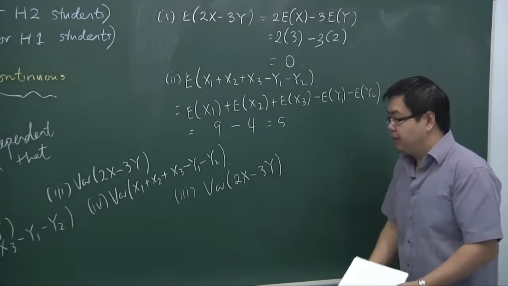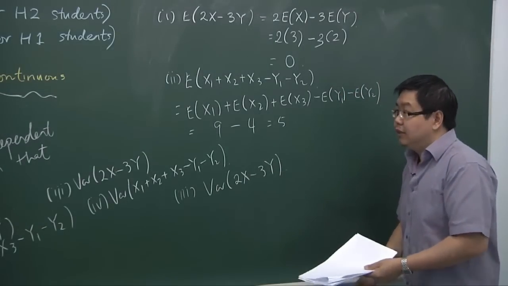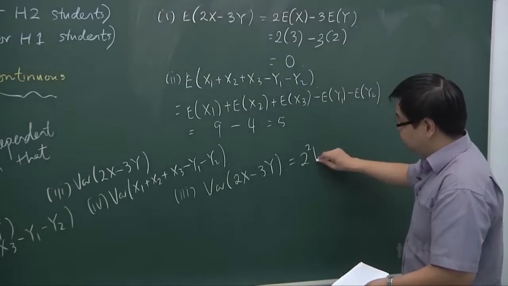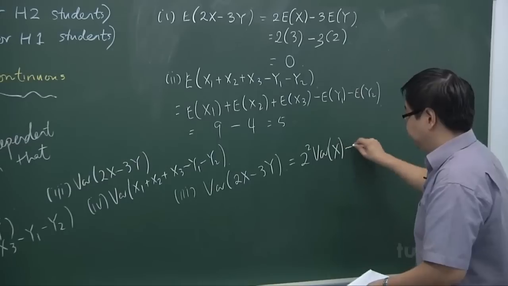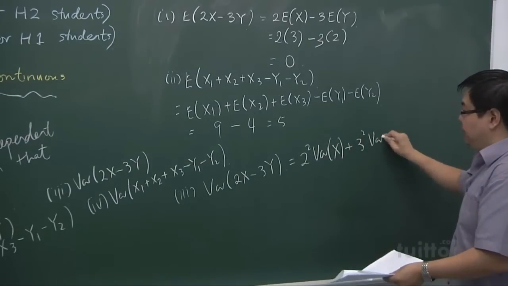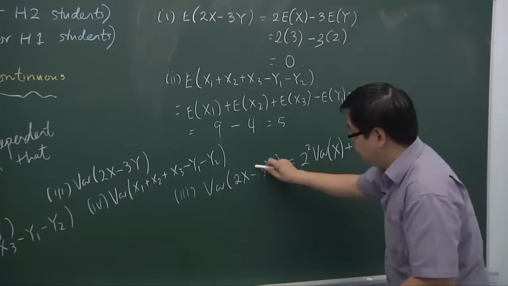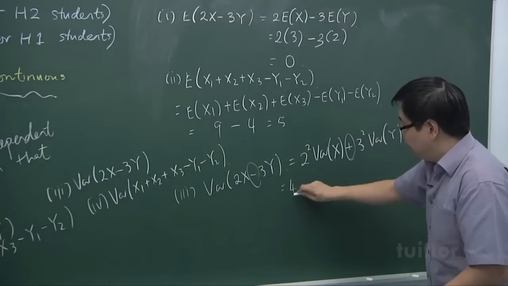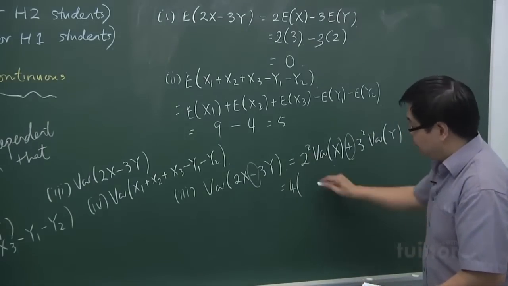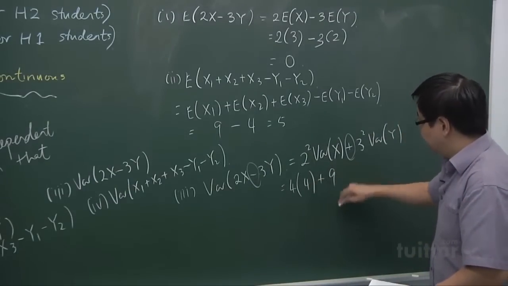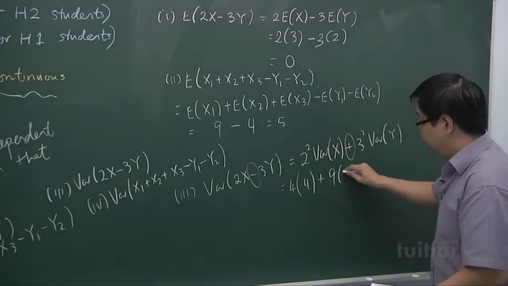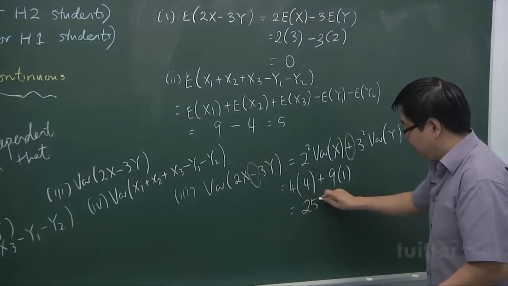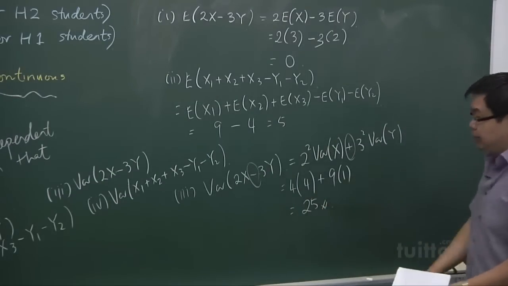You want to find the variance of 2x minus 3y. We are given that x and y are independent random variables, so we can break it up. Take note that even though this is a minus, it will always be a plus. So it gives you 4 times the variance of x, which is 4, plus 9 times the variance of y, which is 1. And 16 plus 9 gives you 25. That is part 3.